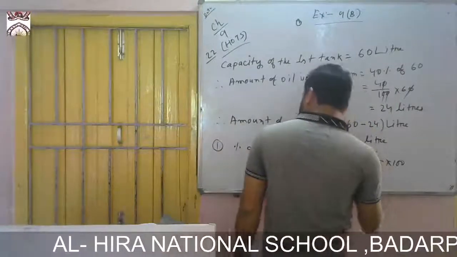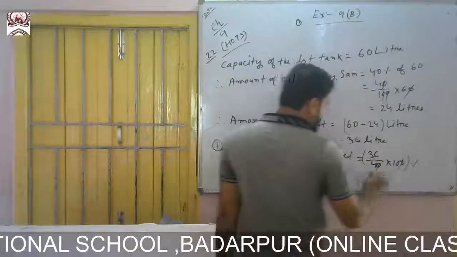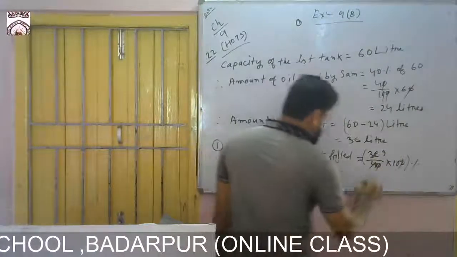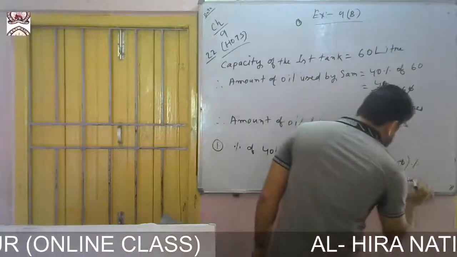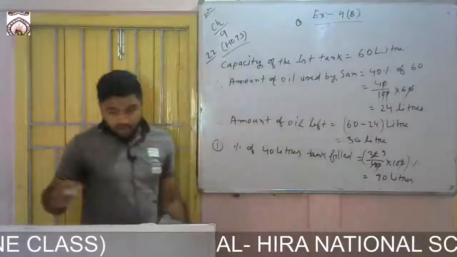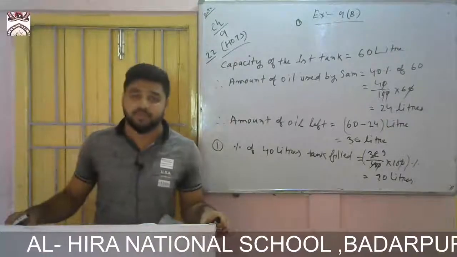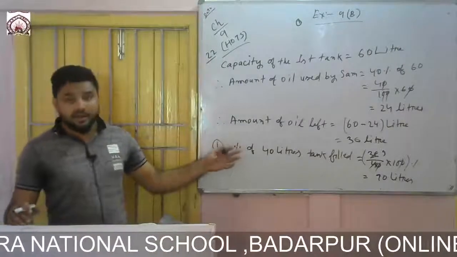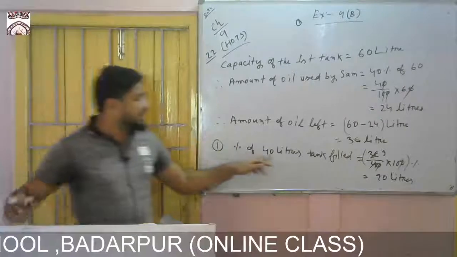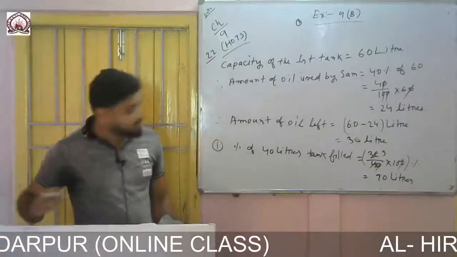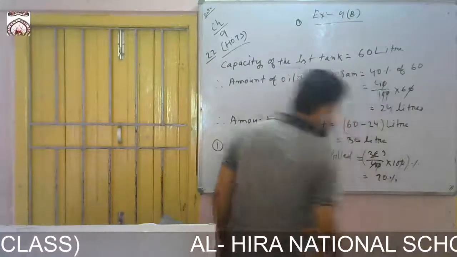Now cancel: the zeros cancel, then 4 nines are 36, then 9 into 10 is 90. So 90 percent. What percent of the 40 liter tank was filled with oil? The tank had 36 liters of oil, so 36 liters means 90%.